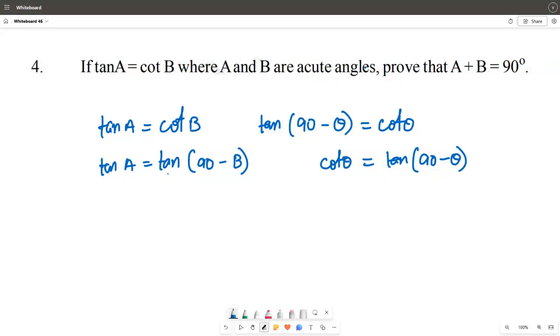If tan A is equal to tan B, then obviously A is equal to B. Since here tan A is equal to tan(90 minus B), A is equal to 90 minus B. So if I bring minus B towards the left hand side, then I would get A plus B is equal to 90 degrees.